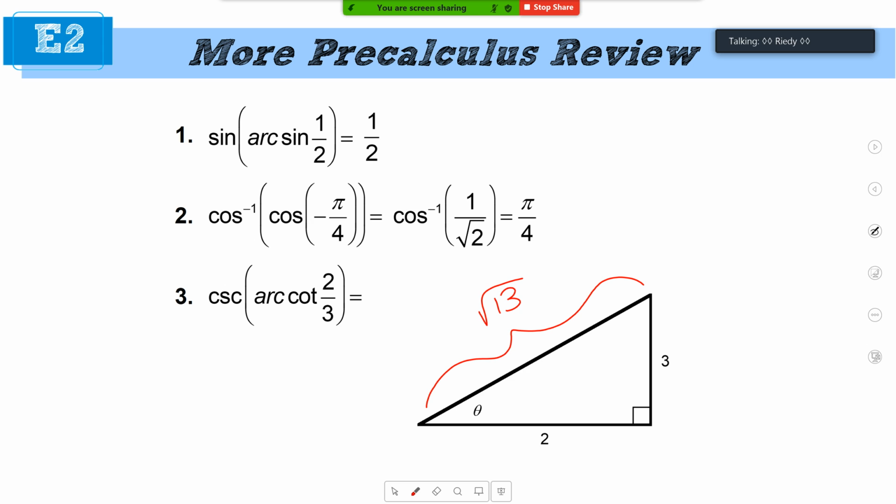Once I get that, okay, so this stuff in the parentheses comes from the triangle. Once I have the triangle, I can do any one of the 6 trig functions. What's the cosecant of that angle? What's the sine of that angle? What's the cosine of that angle? Okay, so cosecant is the reciprocal of sine. So that would be hypotenuse over opposite. So it should be the square root of 13 over 3.